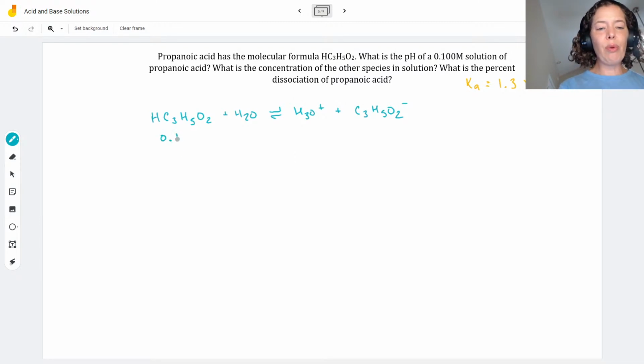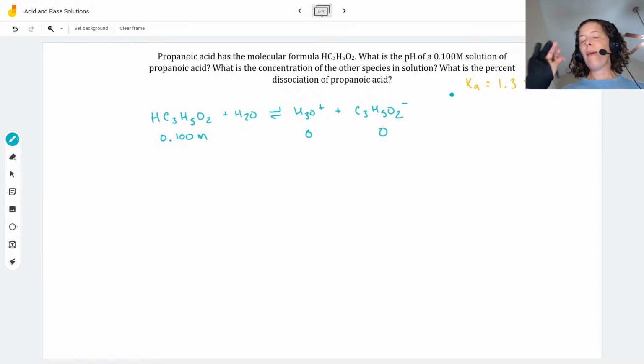So we know initially we have 0.11 molar propanoic acid, and we don't have anything on the product side. Now, for our Kas, we do ignore our column for water. We don't need to take it into account because we have been given a Ka, and that takes into account our concentration of water already. So underneath water, I'm just leaving everything blank. You don't even have to mess with it.